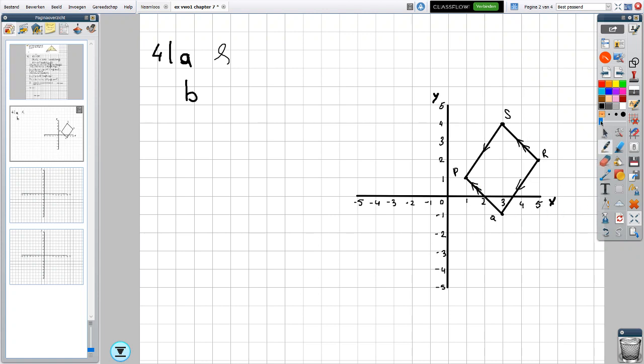Right? Are we done? Almost. They also ask for the coordinate point of S. So S is going to be 3, 4. So read carefully as well, right?